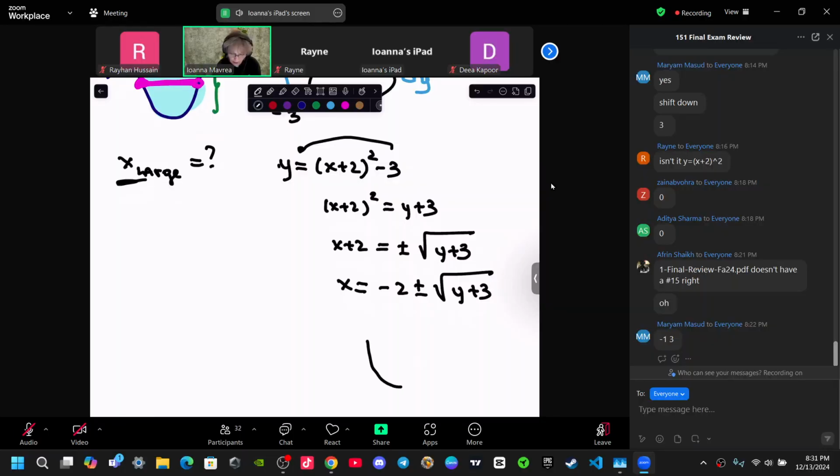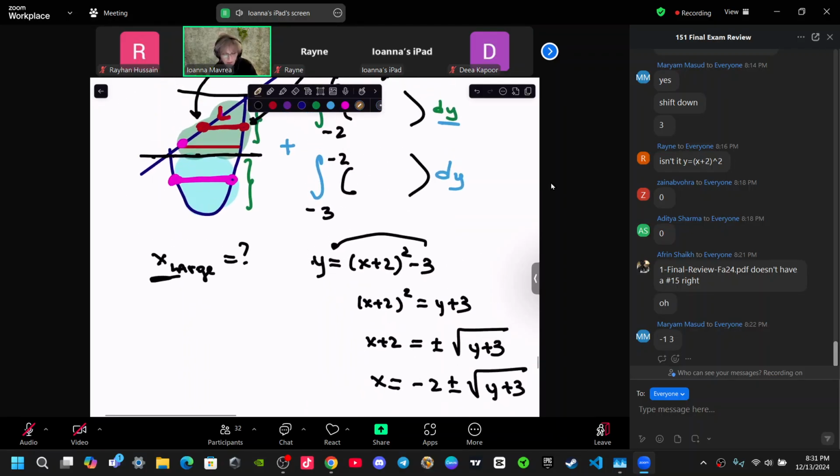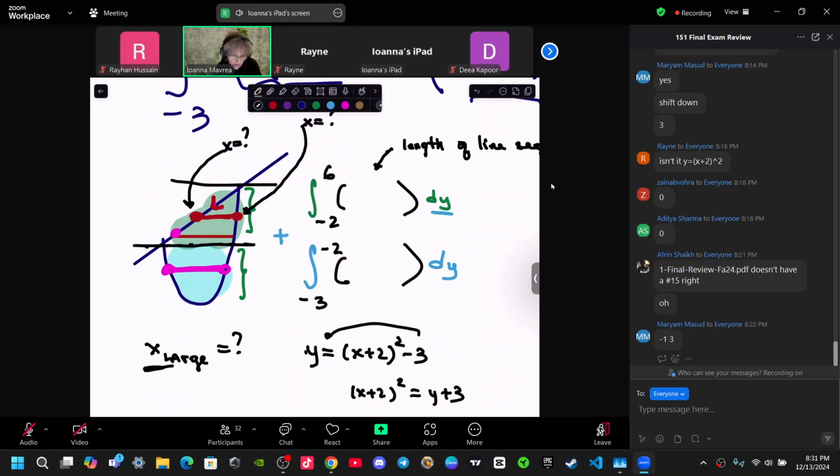When you have a parabola like you do here, why do you have two different x's? Because for the part to the right of the vertex, x is equal to negative 2 plus the root, and for the part to the left of the vertex, x is equal to minus 2 minus the root. So the different pieces of the parabola have different x equations.